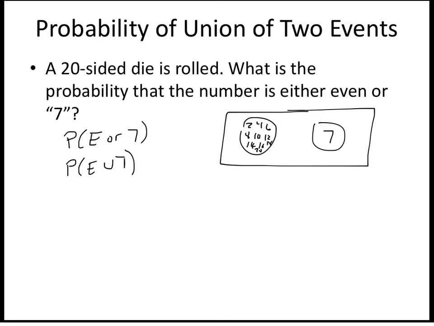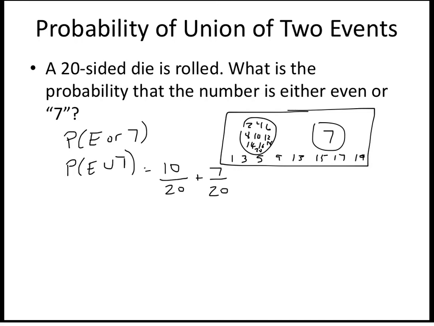So the total number of die rolls that could happen could be either the even ones, it could be 7, but it could also be 1, 3, 5, 9, 13, 15, 17, or 19, right? Okay. So the probability that it's even, there's 1, 2, 3, 4, 5, 6, 7, 8, 9, 10 of those, right? Divided by the 20 that I could have, plus the probability that it could be a 7, which is 7 over 20, right?